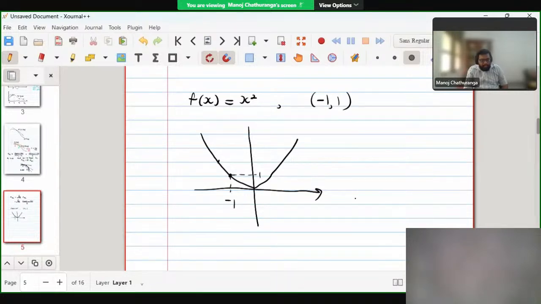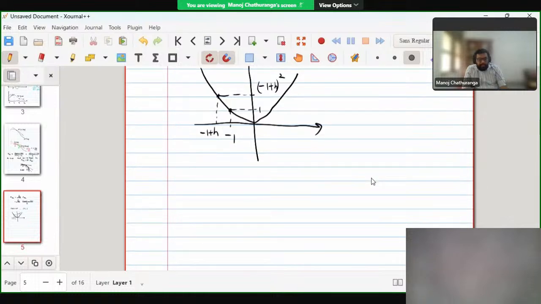Take a point close to it. Let's say the x coordinate is -1 plus h, a nearby point. Then the corresponding y value is (-1 plus h) squared. So now we should think about the slope of the line going through these two points, the slope of the secant line.